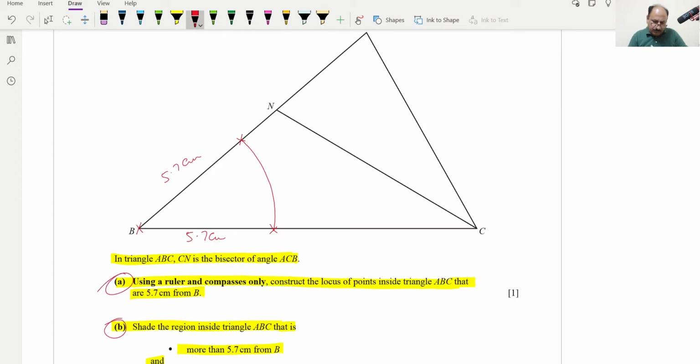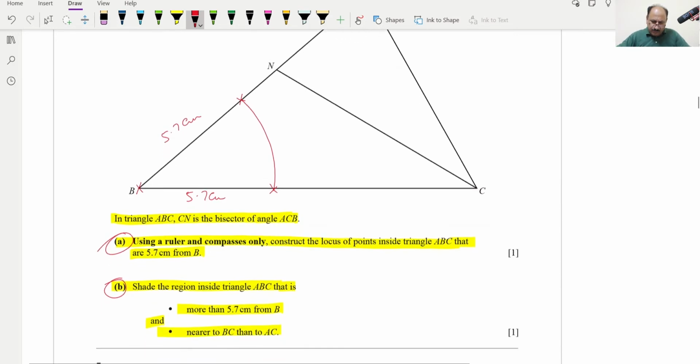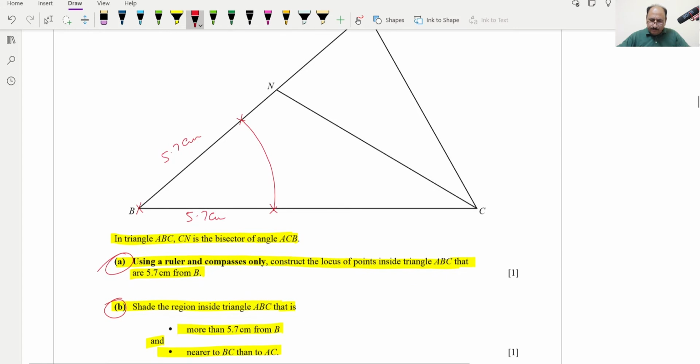Now they are saying B part. Shade the region inside the triangle ABC that is more than 5.7 centimeter from B and nearer to BC than AC. So this portion we will be shading. Basically we have to shade this portion. This will be the portion to be shaded. Now we can shade this side as well.